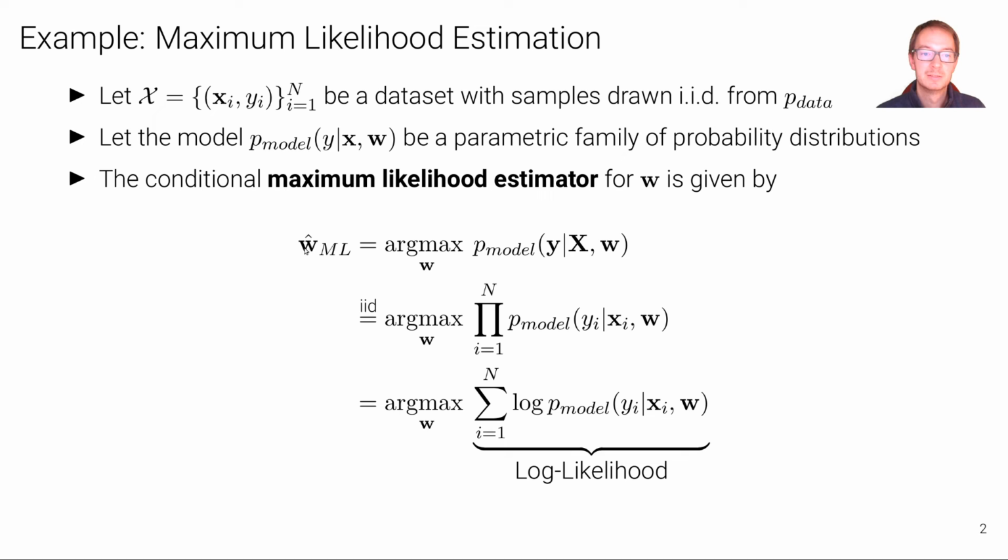We say the maximum likelihood estimate, and we call this W hat to indicate that it's an estimate, is the argmax of the likelihood with respect to W, right? And then through the IID assumption, we can factorize this into the individual data points.